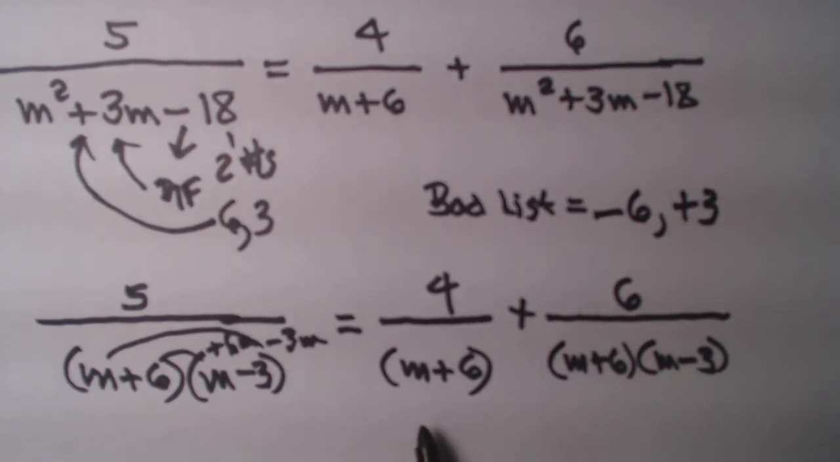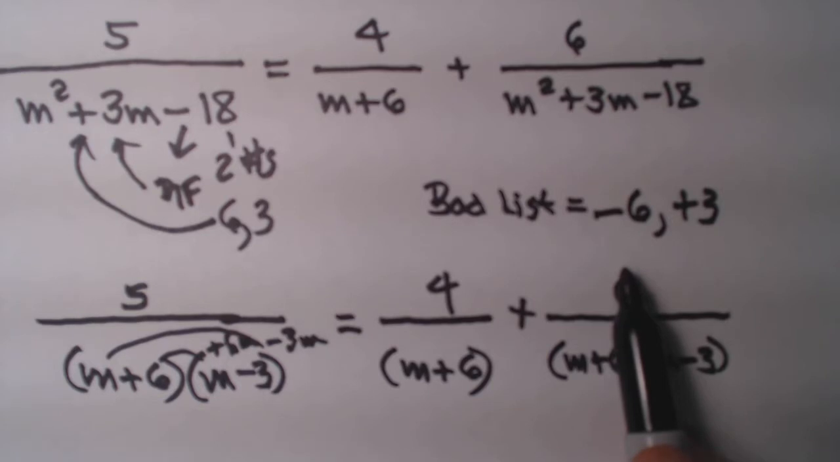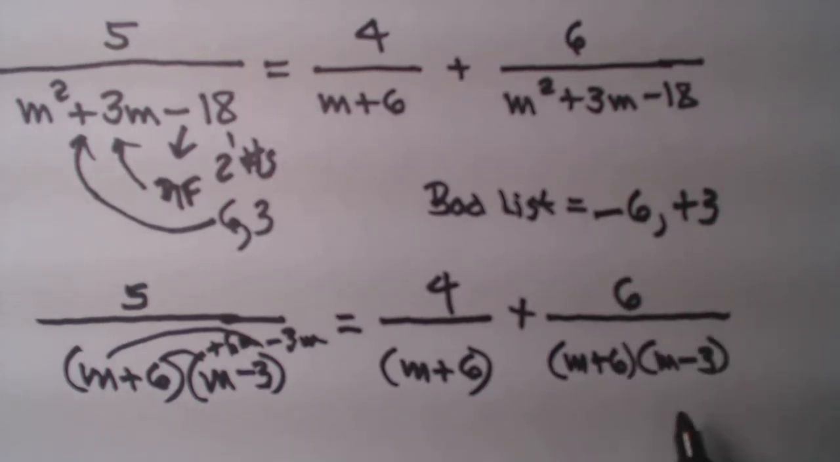The first guy on the right, negative 6, is a duplicate, so we don't have to write it down. And the second guy gives us the negative 6 and plus 3 again. Okay, there's our bad list. Now, the next thing we need to do is figure out what the LCD is.